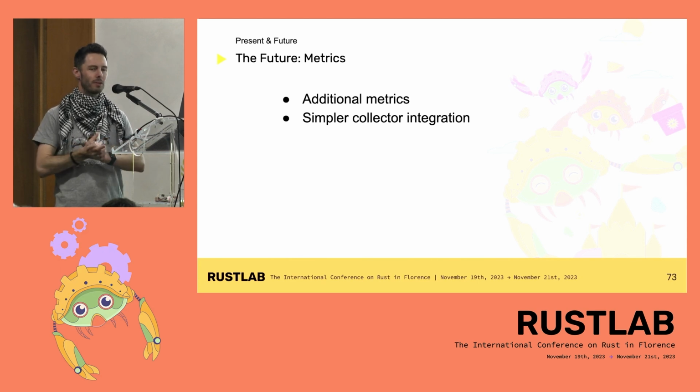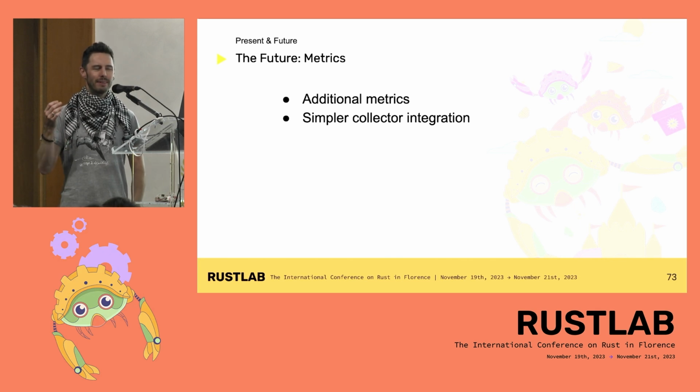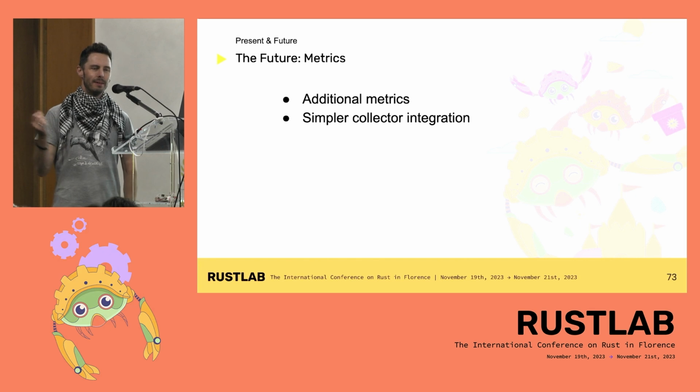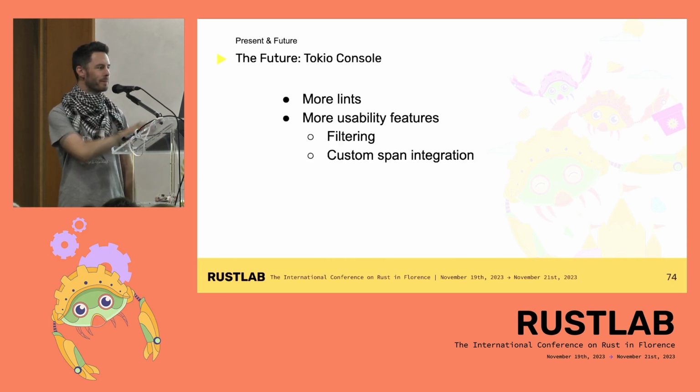So for metrics, which is probably the most stable of the 3, it would be interesting to see some additional metrics. I think that today we don't have anything measuring, for example, the last in, first out slot, which is used for optimization when passing messages between tasks. And I'd love to see simpler collector integration, which I've mentioned at least 3 times so far.